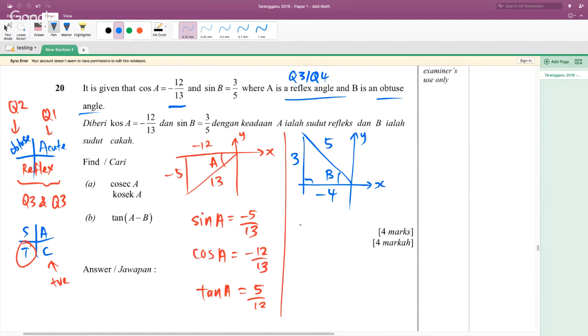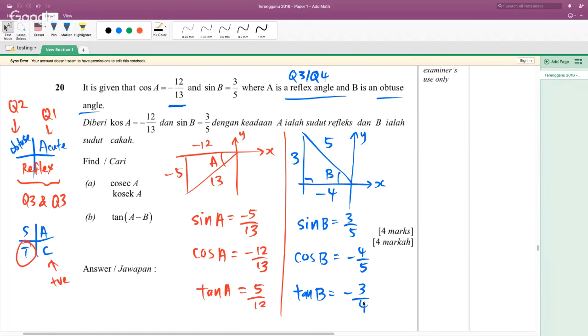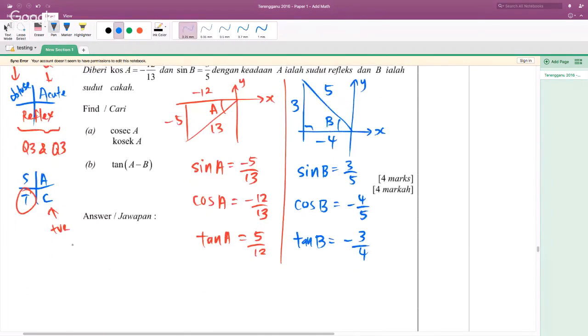So then I will write out all the sine, cos, and tangent. My sine B is given as 3 over 5. My cos B will be -4 over 5. And my tangent B is actually equal to opposite over adjacent, -3 over 4. All right, after I got all this, then I can easily solve part 1. I mean part A. Cosecant A means 1 over sine A. And I just got my sine A is -5 over 13, so 1 over -5 over 13 just equals -13 over 5.